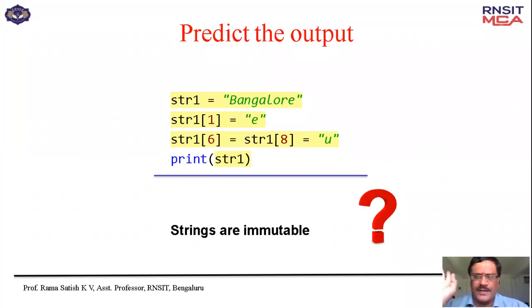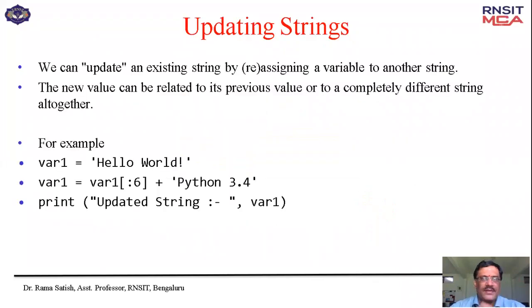Strings are immutable. So, if you want to alter it, you have to rewrite the entire string. Once it is written, you cannot take it back. So, that is updating of the string. We can update the existing string by reassigning the variable. We can reassign, but we cannot alter individual characters in the string. We can access, we can read, but we cannot write.